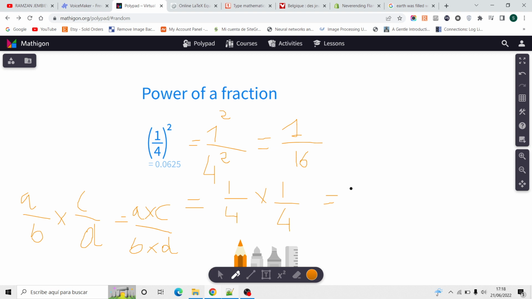So here you have 1 multiplied by 1 over 4 multiplied by 4. So as you see, you have 1 square divided by 4 square. Okay, so you have the same result, equal 1 divided by 16.